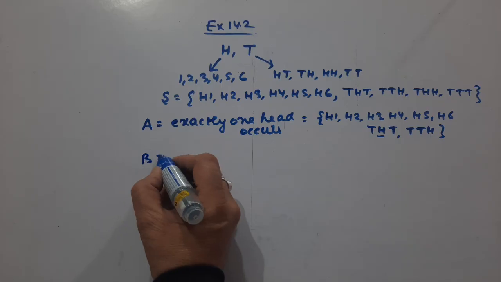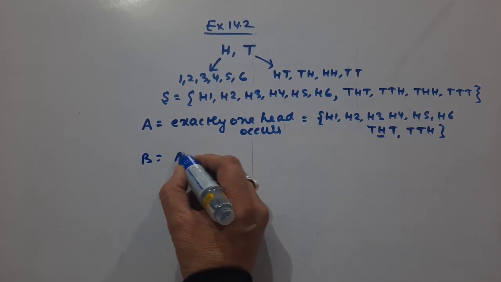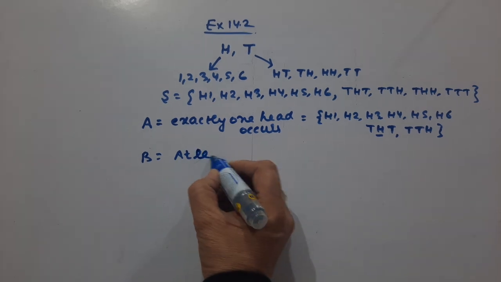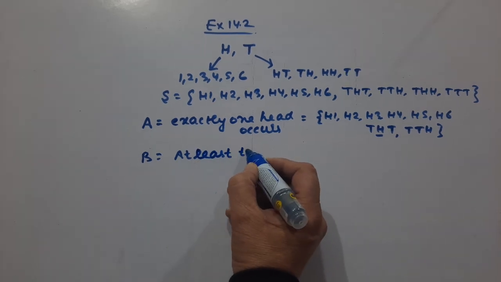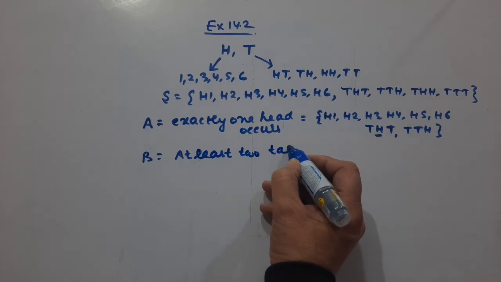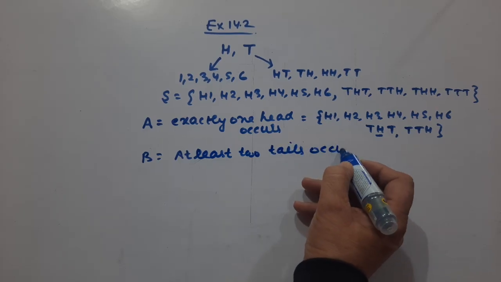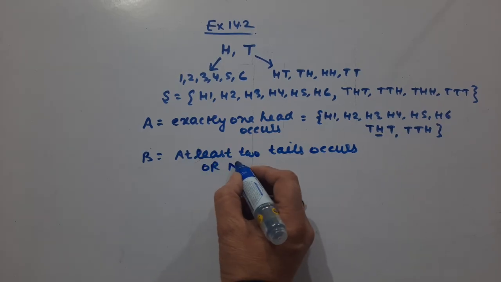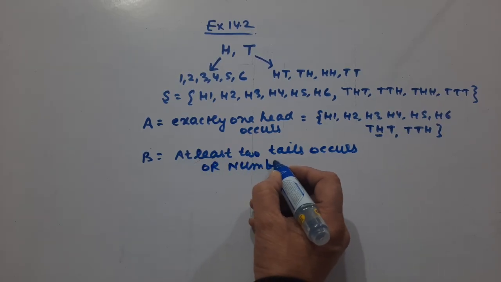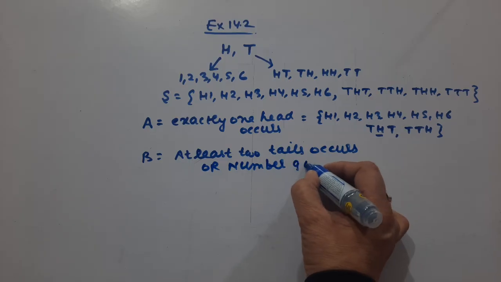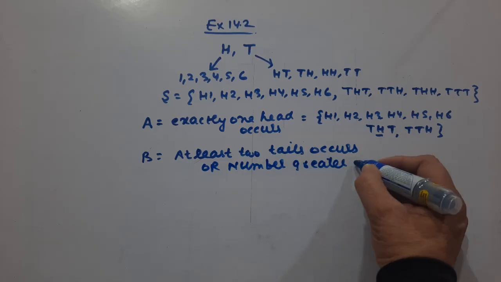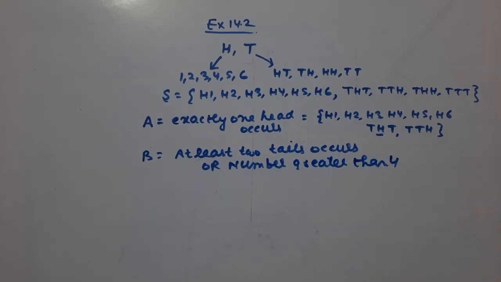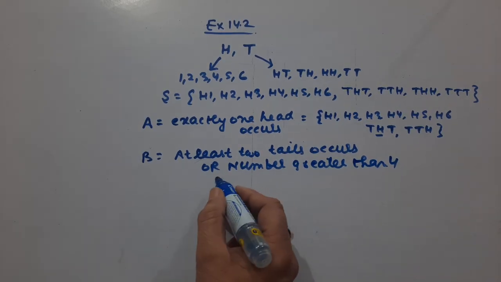Second event B is at least two tails. At least two tails occurs, or number greater than 4. At least two tails means two tails or more than two tails.